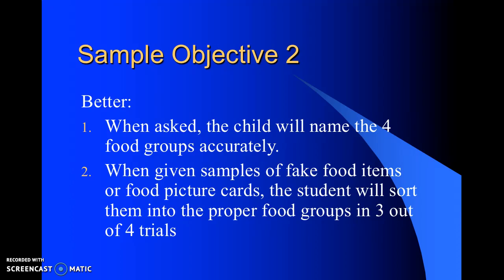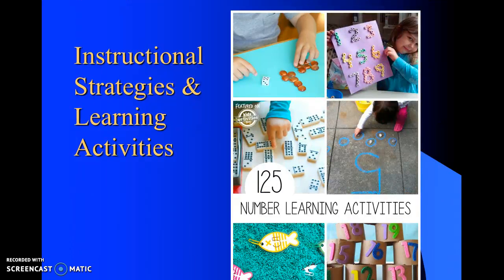This is better. The child might be able to meet one objective and not the other, and that will guide your instruction going forward. Which ones do you need to work on going forward? It isn't until after all that is done that you can begin to plan learning activities that will help the students be successful in meeting those objectives.